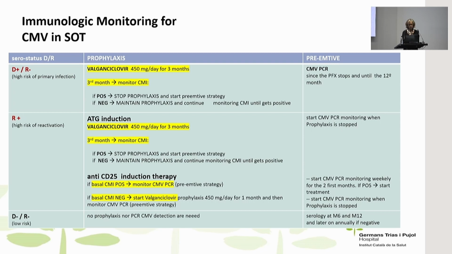This is our protocol in Hospital Germans Trias. We have worked on that based on these guidelines, and we have decided to give our patients at high risk valganciclovir for 3 months, and then monitor CMI. If it's positive, we stop prophylaxis, but if it's negative, we maintain prophylaxis until it gets positive.